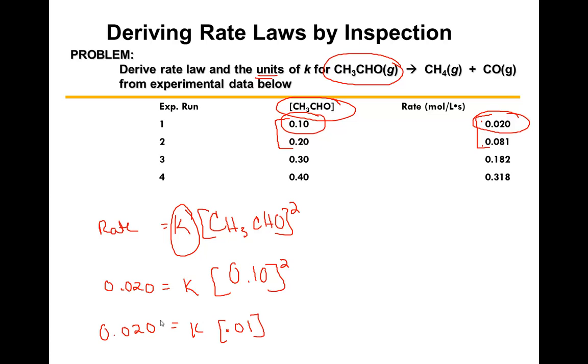So that means our K is equal to 2. Now let's take a look at the units. I left the units out on this, just so that way we can look at the numbers themselves. But the units are moles per liter, and that means they're going to be squared. So that means moles squared over liters squared.